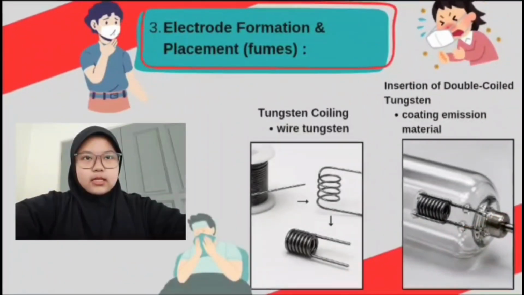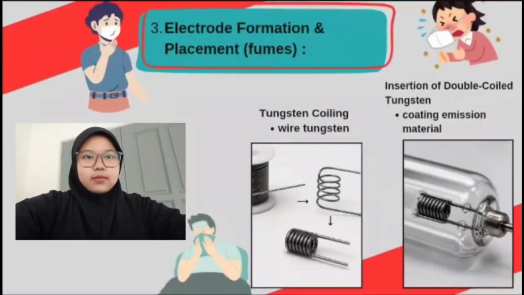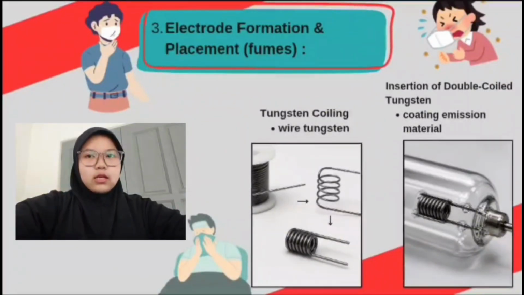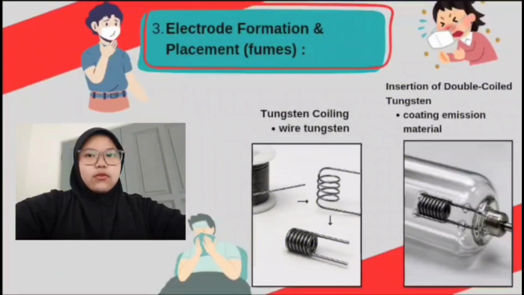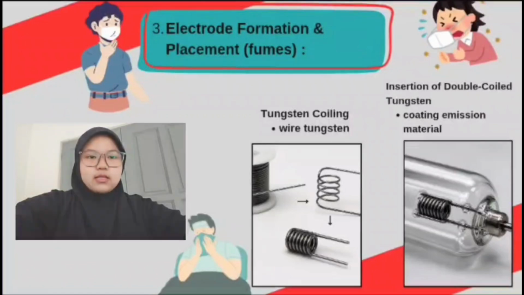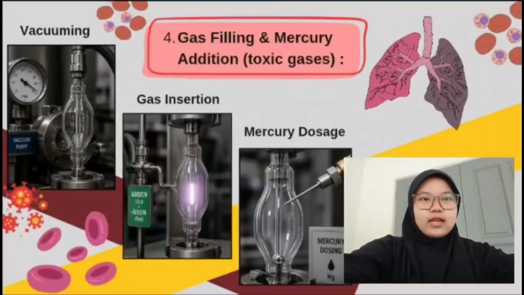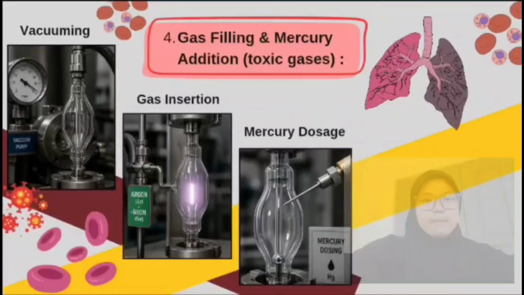The third process is electrode formation and placement, which involves tungsten coiling and insertion of double-coiled tungsten. Welding during the electrode assembly can release welding fumes. These fumes may cause respiratory irritation and chronic effects. Fourth is gas filling and mercury addition, which involves vacuuming, gas insertion, and mercury dosage. Many workers will be exposed to toxic gases and mercury vapors, which can affect the lungs and blood system.